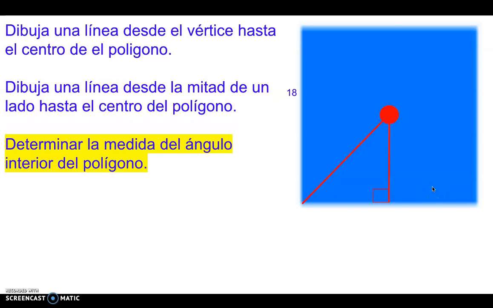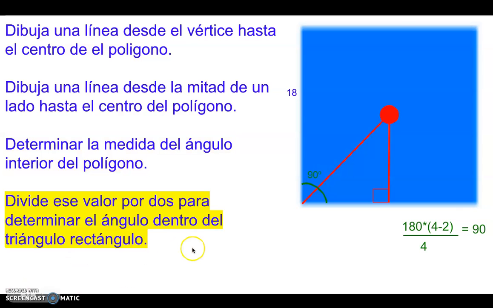Okay, so then next we're going to determine the measure of an interior angle. And so we're going to find the measure of this interior angle right here. Remember, to do that, we're going to take the number of sides, uno, dos, tres, cuatro. We're going to multiply 4 minus 2 times 180, and then divide by 4. So 180 times 4 minus 2 divided by 4 ends up equaling 90. So this whole angle is 90 degrees.